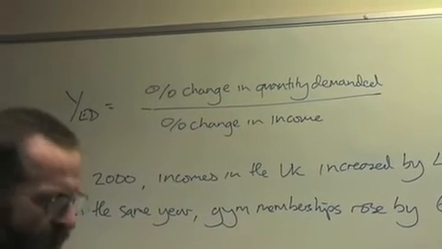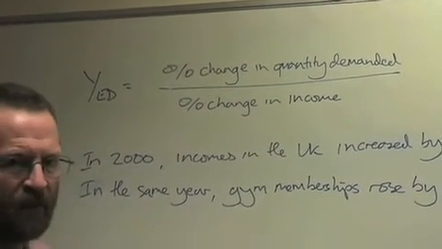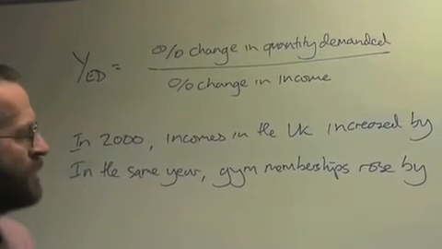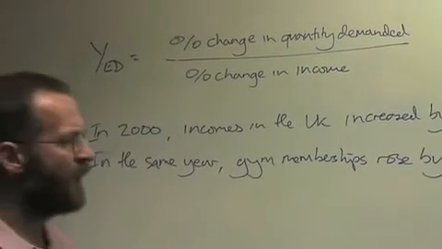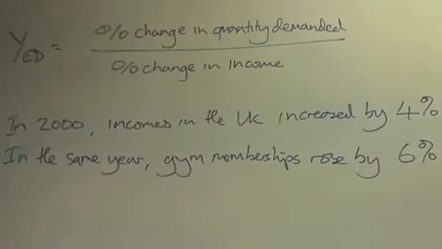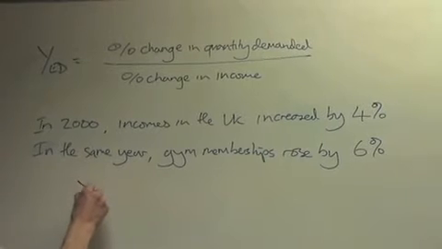In this case, we're asking how much demand for a particular product will respond to a change in income. So let's look at an example. In 2000, incomes in the UK increased by 4%. In the same year, gym memberships rose by 6%. So we can work out the income elasticity of demand.